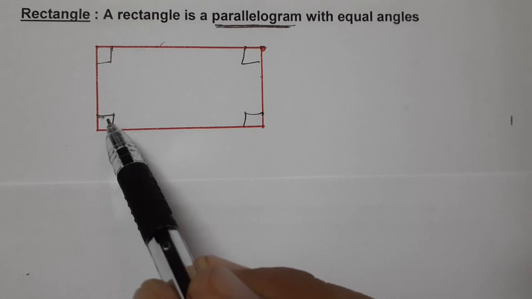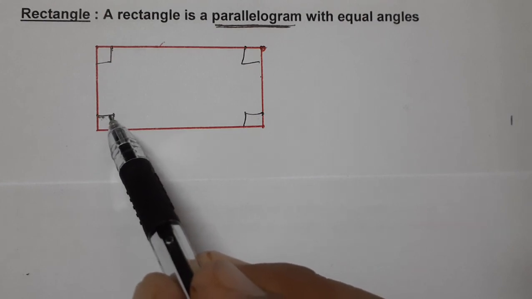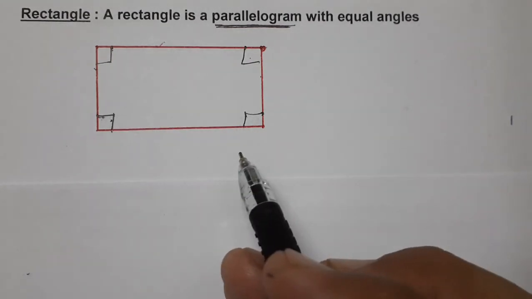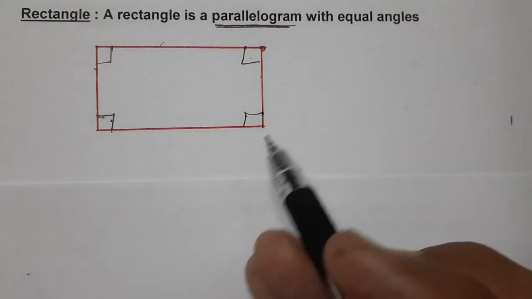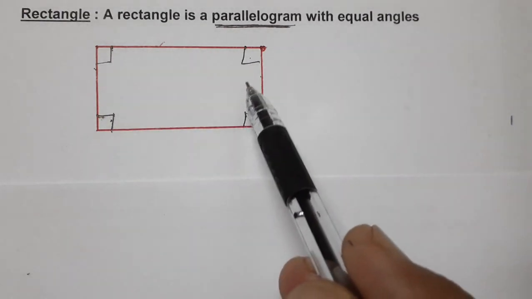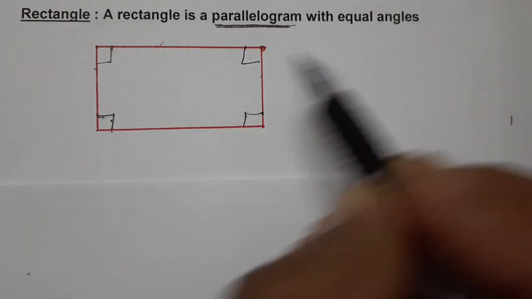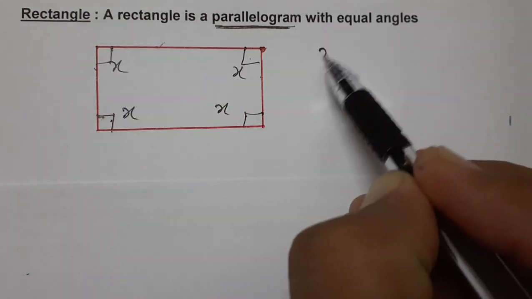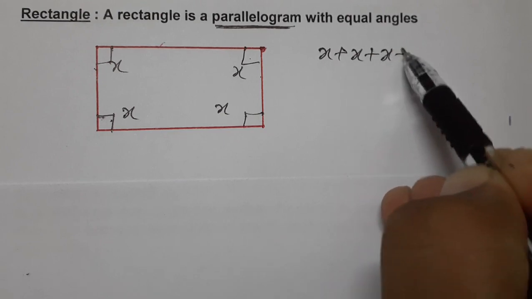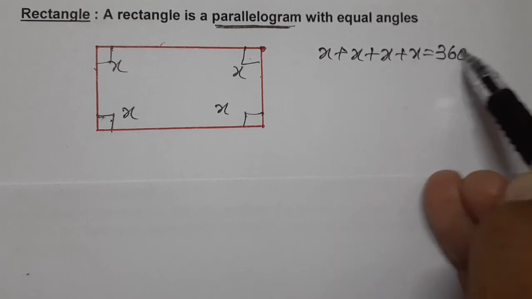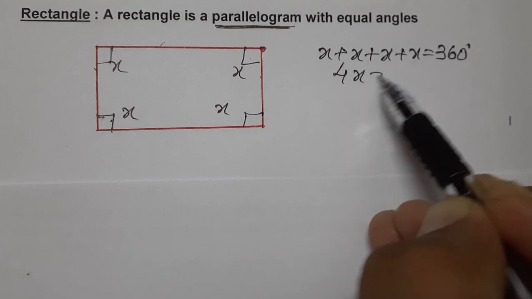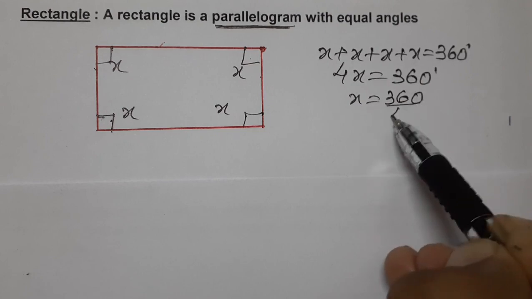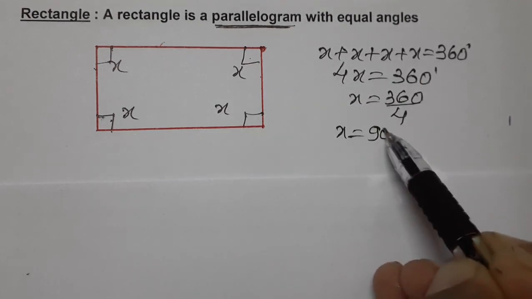Suppose all angles are equal, then how many angles are there? 4 x's. 4x equals to 360 degrees, because we know in a quadrilateral the sum of all four angles is 360. So if we assume all angles are equal to x, then we can write x plus x plus x plus x equals 360 degrees. That means 4x equals 360, x equals 360 by 4, x equals 90 degrees.